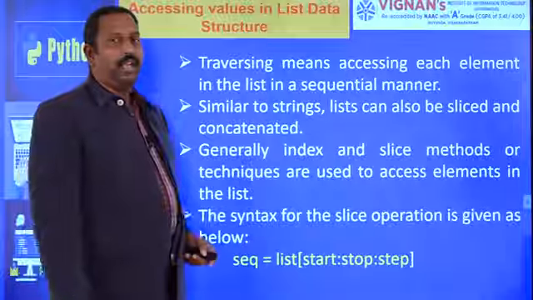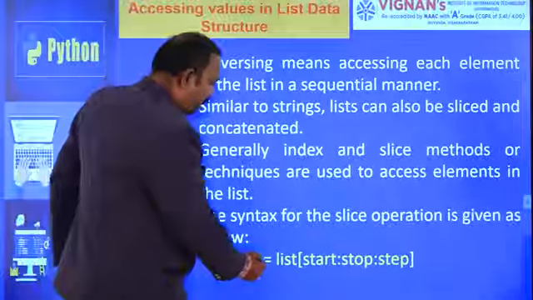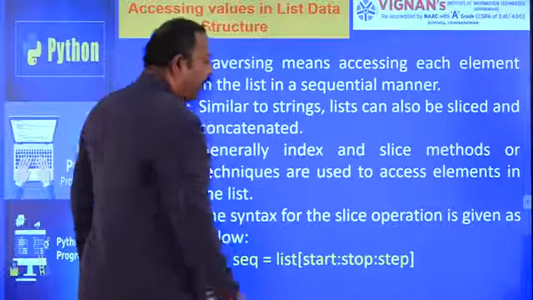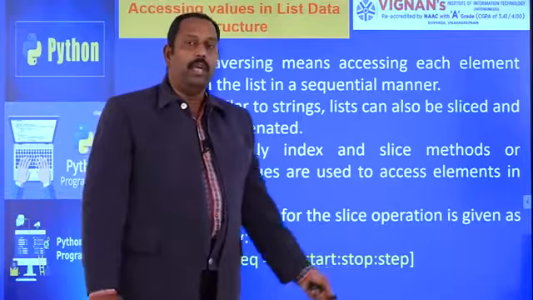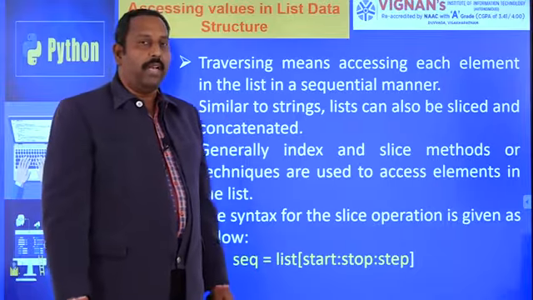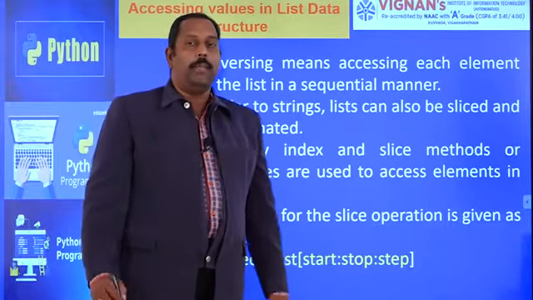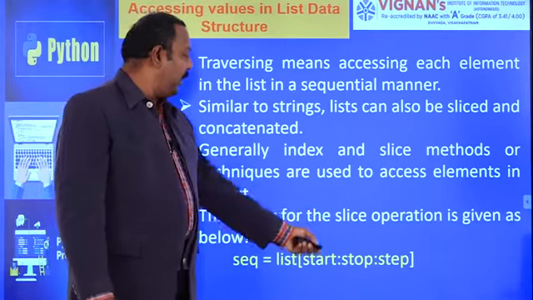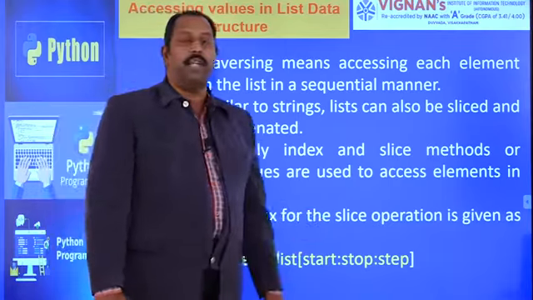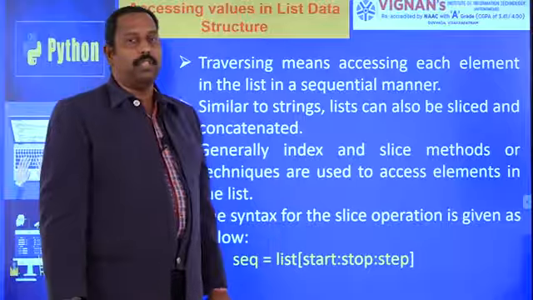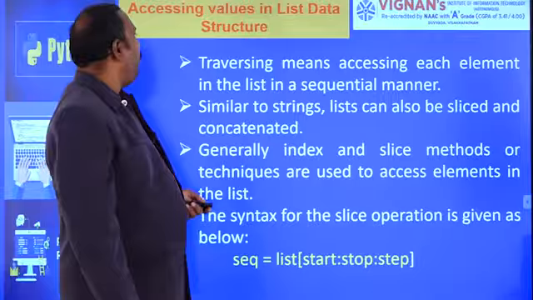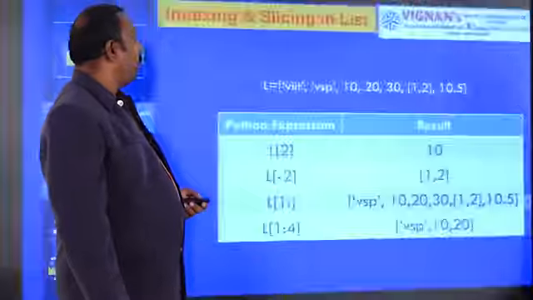The syntax for slicing, you already know: sequence equal to list of start, stop, and step value. Start means initial value, stop means final value, and step means how much to increment next. Step can be an increment or decrement, and stop means it always takes the value stop minus 1. So this is accessing values in the list data structure.